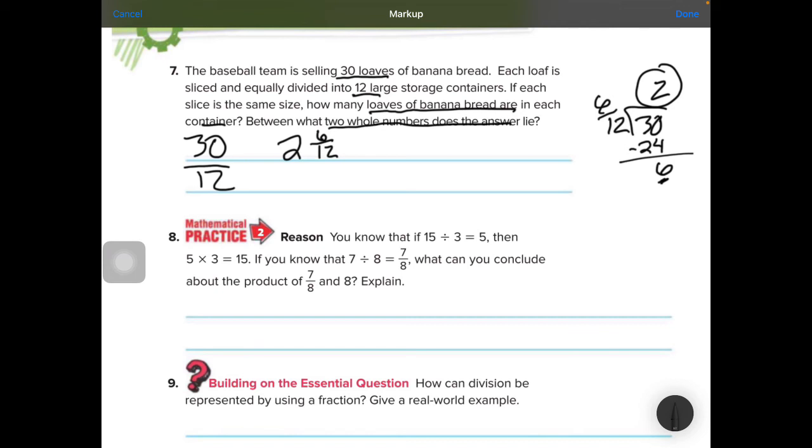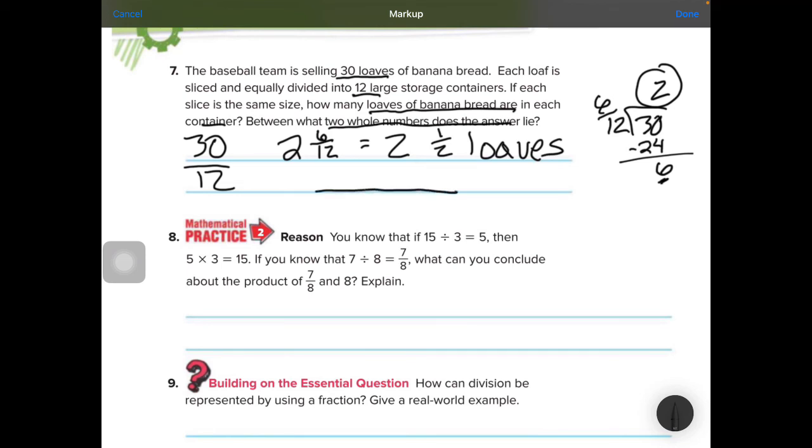But we can simplify that. I know 6 will go into 6 once, and 6 will go into 12 twice. So that is our simplified version. So each container is going to have 2 1/2 loaves of bread. Now the whole number question.